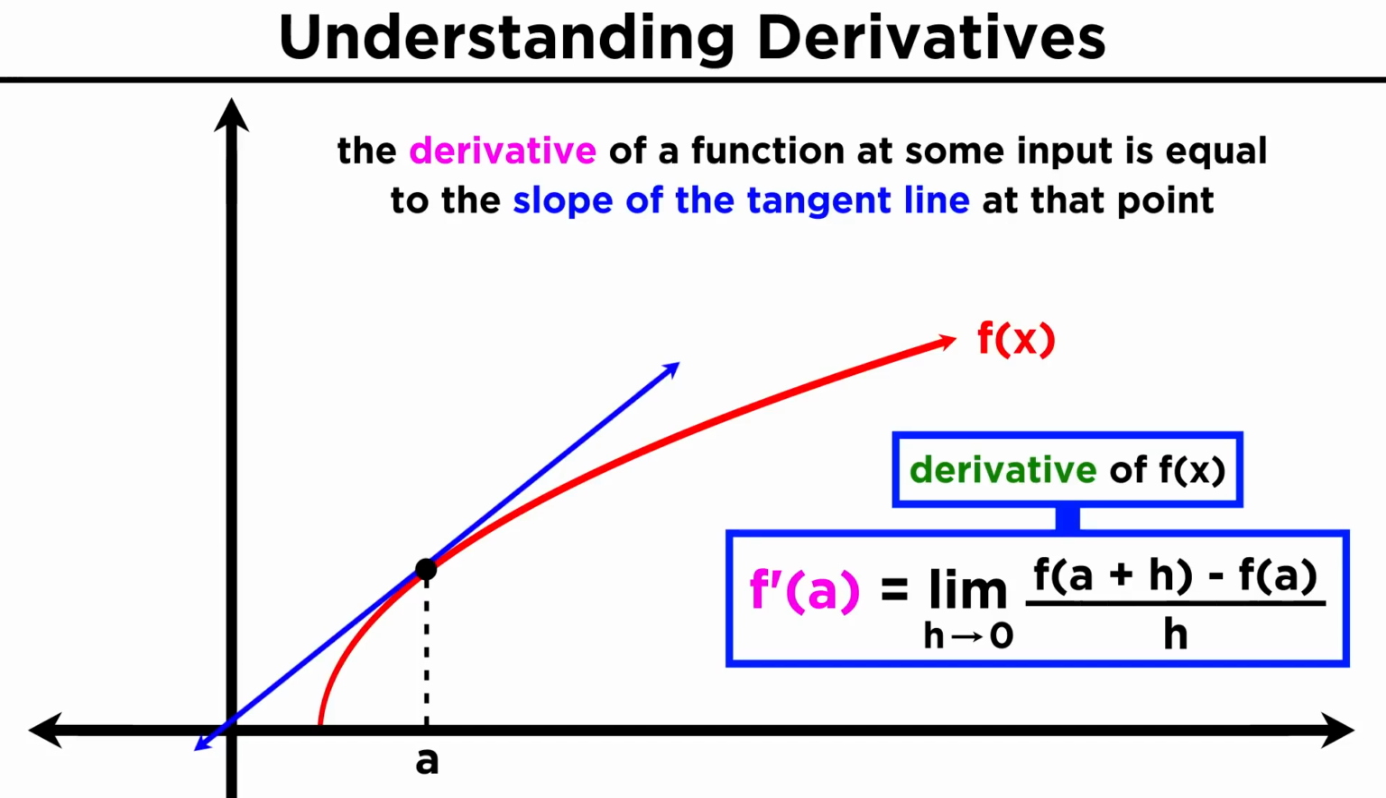So to put it in words, the derivative of a function at some input is equal to the slope of the tangent line at that point.